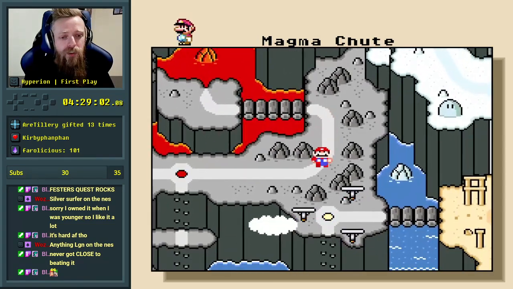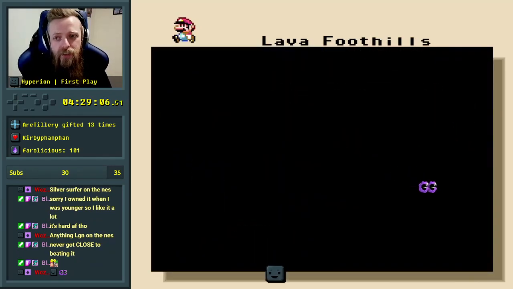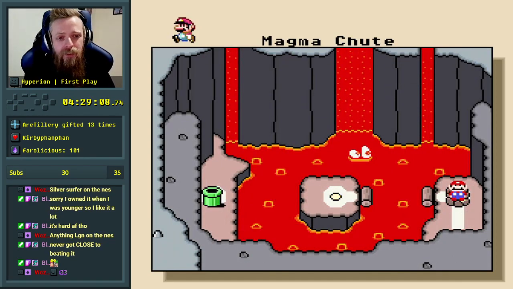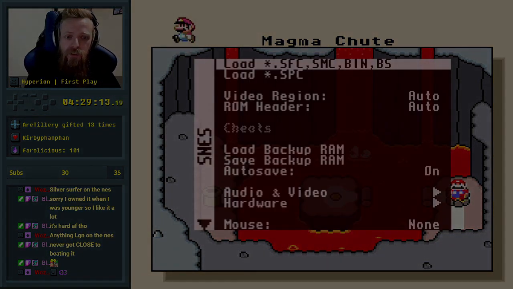Alright, so maybe I'll continue the trend of using the right path. Indeed, GG, thank you. Yeah, we'll do the right path. That's the right way to go.